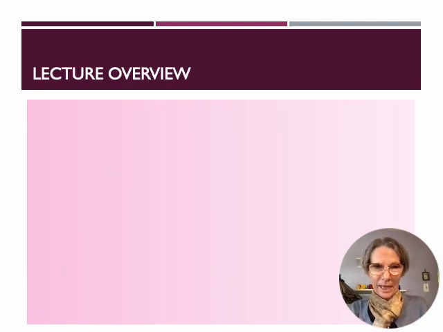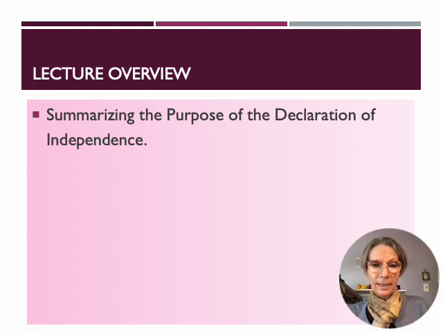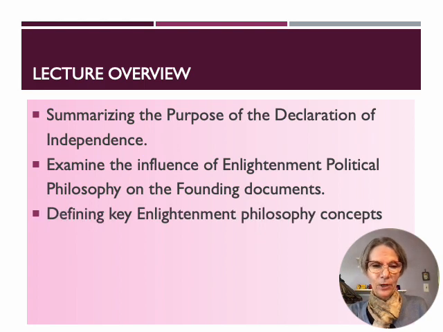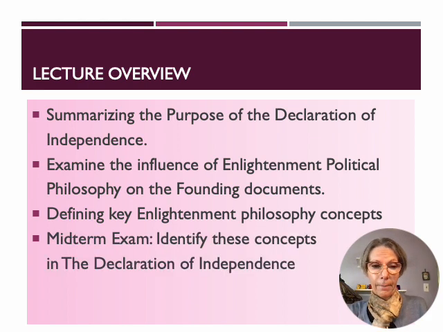So what are we going to be doing in this lecture? Well, first we're going to summarize the purpose of the Declaration of Independence. We're going to examine the influence of Enlightenment political philosophy on the founding documents, in particular the Declaration of Independence. And then we're going to talk about some key Enlightenment philosophical concepts, okay? These concepts are embedded in our founding documents, in particular the Declaration of Independence.